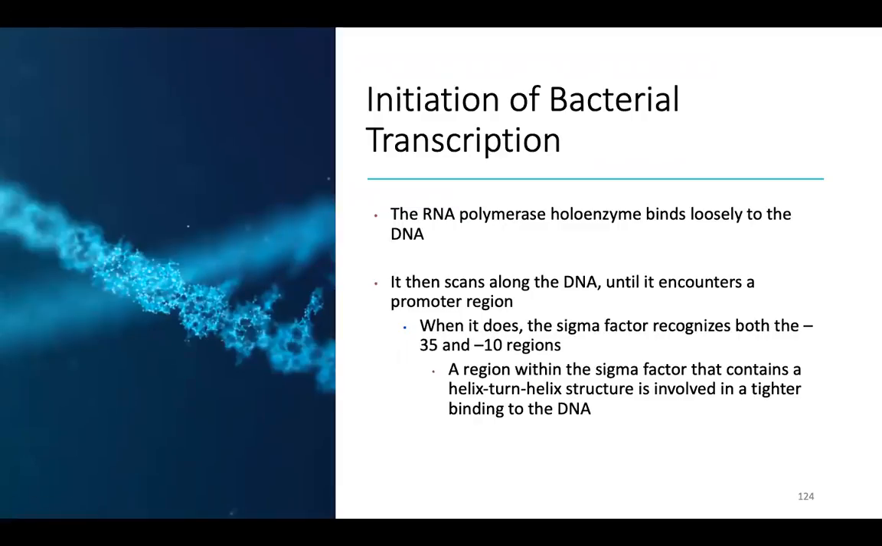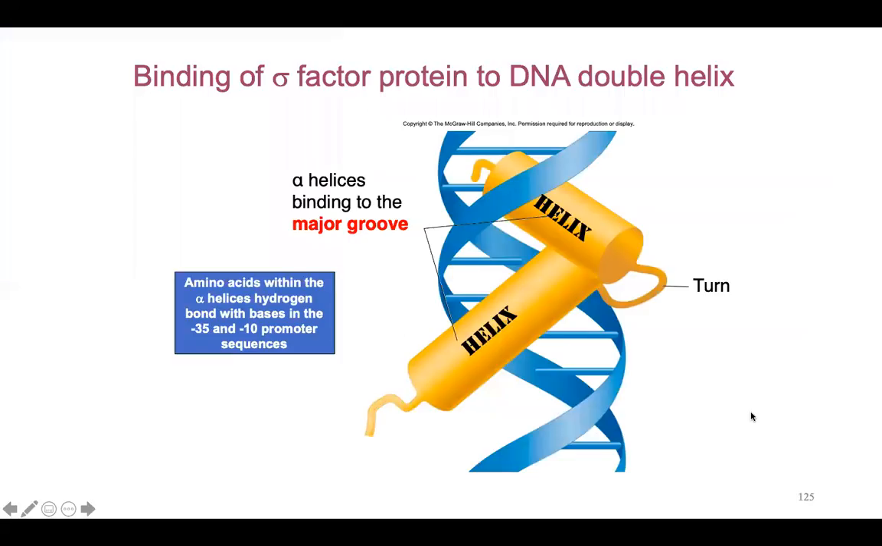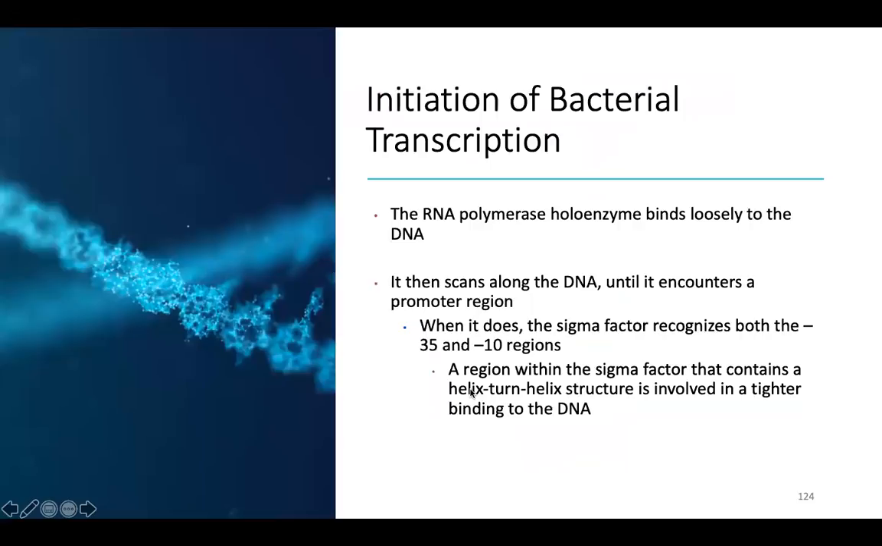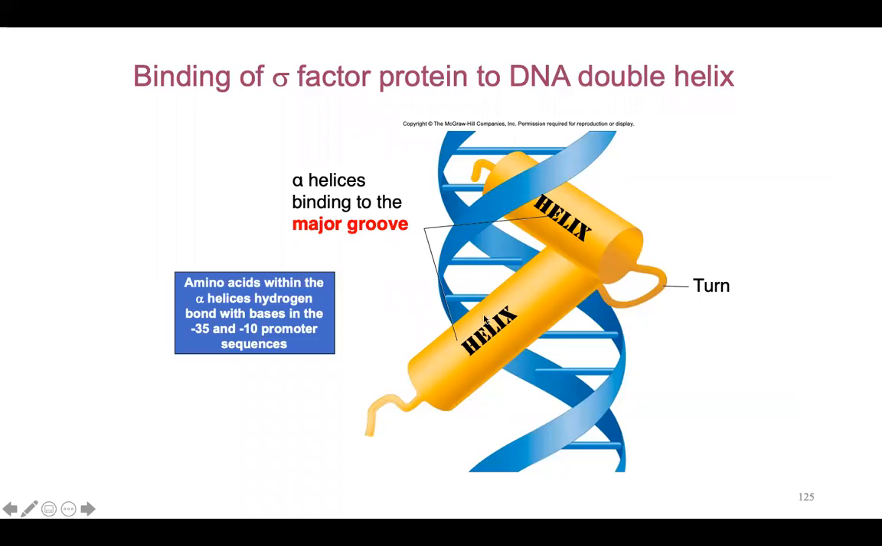So what happens during initiation? The RNA polymerase holoenzyme binds loosely to the DNA. It then scans along the DNA until it encounters a promoter region. And when it does, the sigma factor recognizes both the negative 35 and negative 10 regions. Okay, this is a region within the sigma factor. The sigma factor contains a helix-turn-helix structure, which is involved in tighter binding to DNA. So the alpha helices bind to the major groove. These are the components of the sigma factor. So it's the sigma factor that specifically binds to the promoter region.